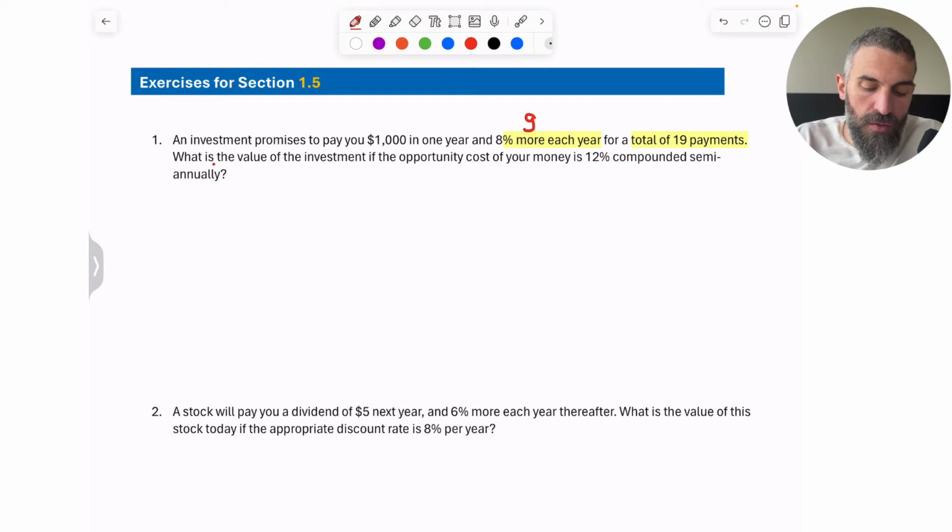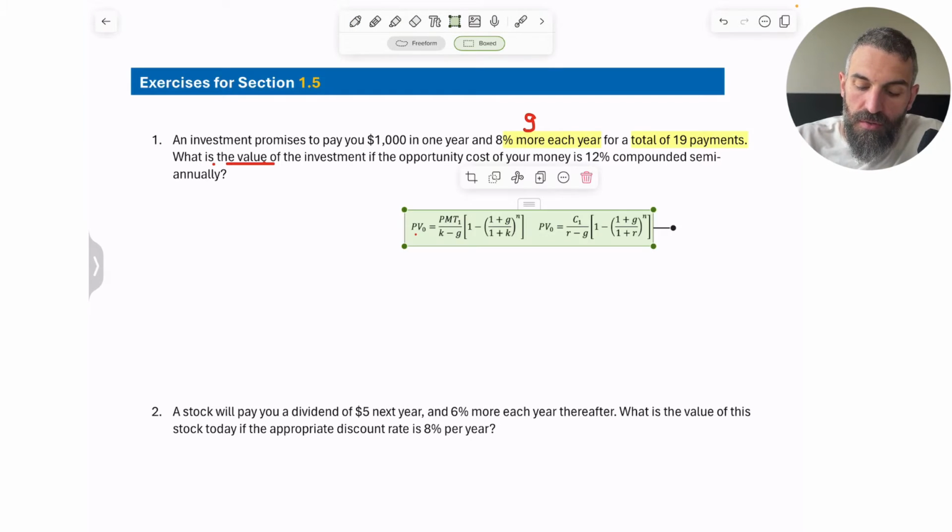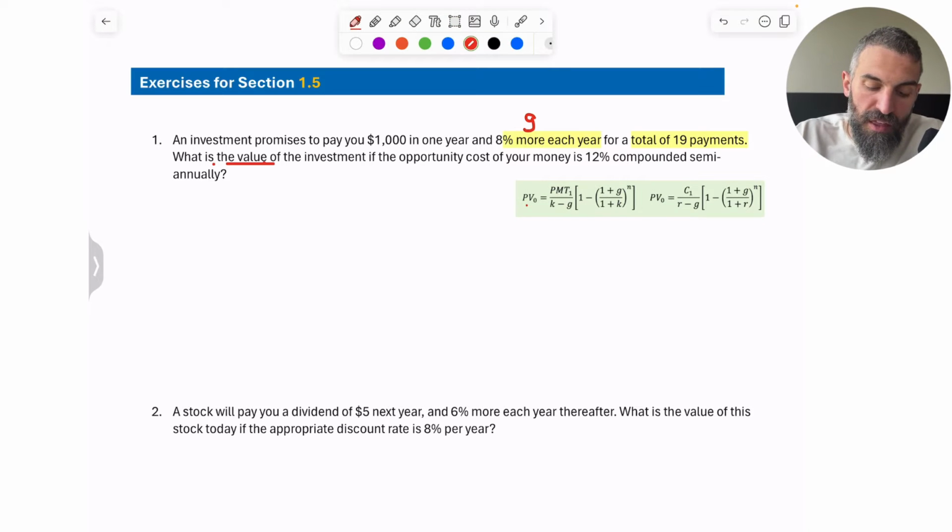What is the value? So what is the value? So we're looking for the present value. I didn't say how much are you going to have in the future or anything that would imply future value. I'm asking you, what is the value? The value is the value today. So I'm looking for the present value of a growing annuity. So I'm going to use my formula. The $1,000 is your first payment. So PMT1 or C1. So 1,000.